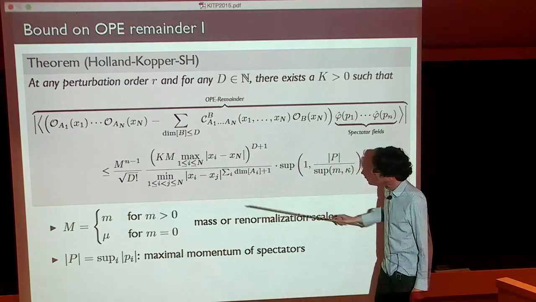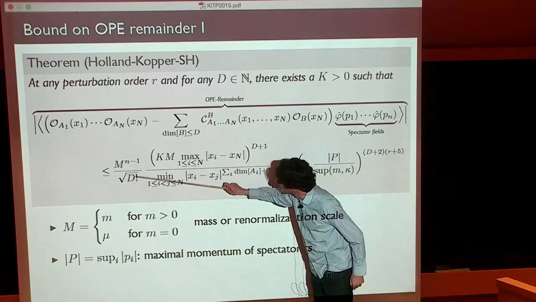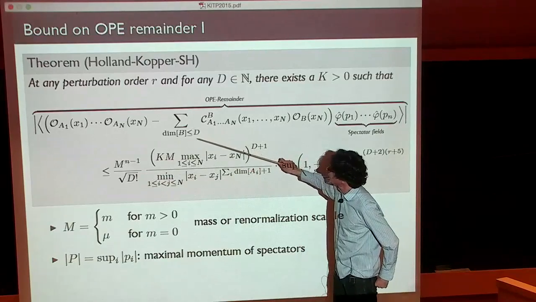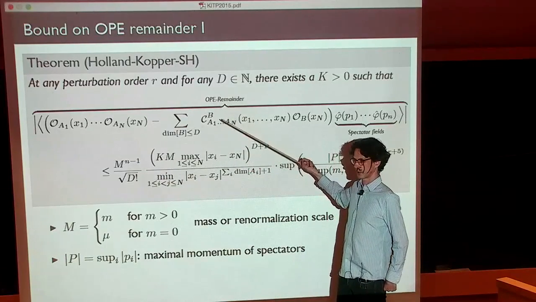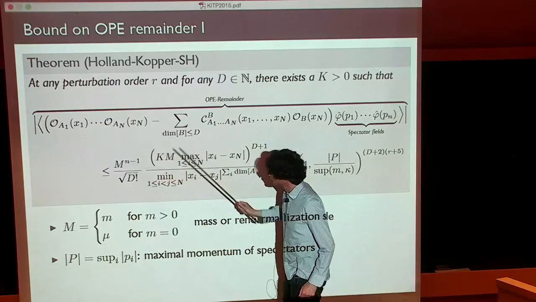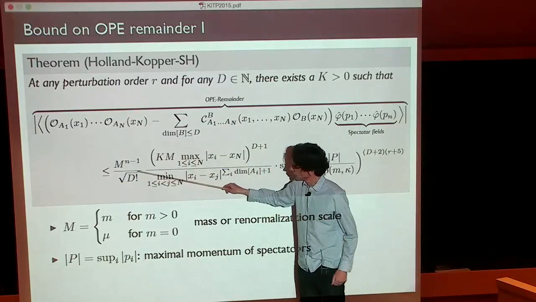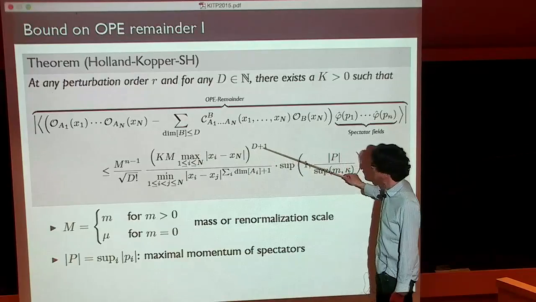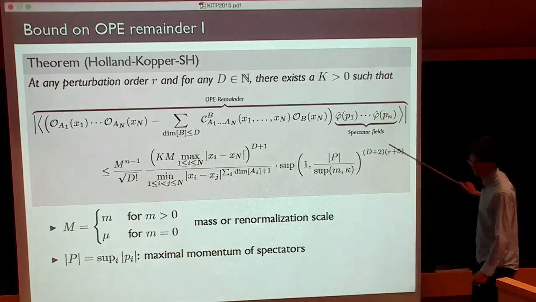Then you have a 1 over d factorial. So the d is the order to which you expand your operator product expansion. Basically, if the d gets large, then this factorial wins against any power here. That's the point.